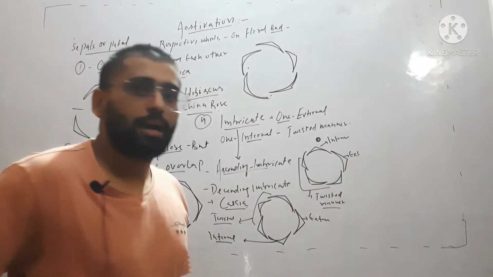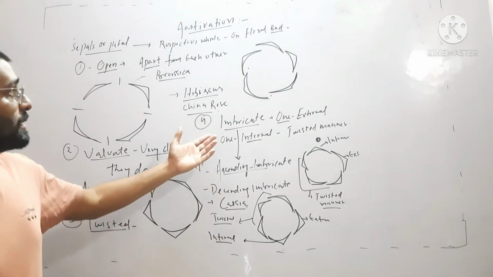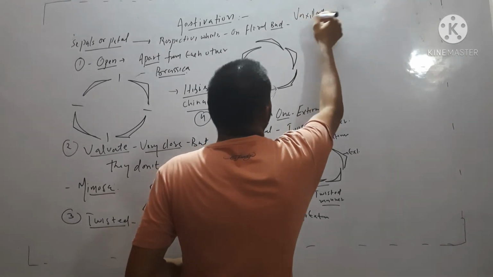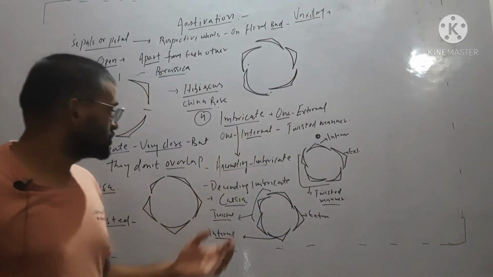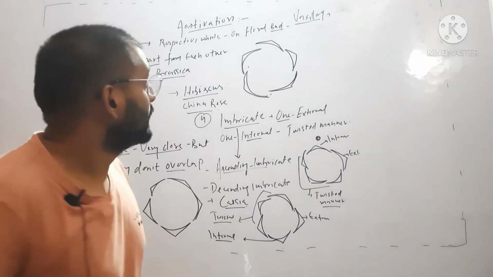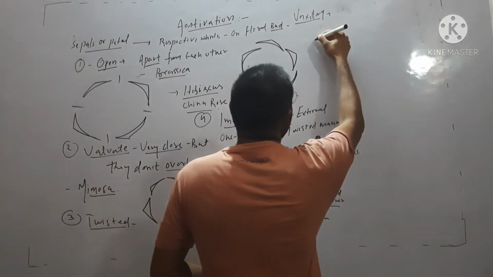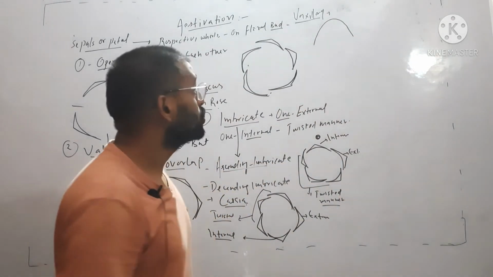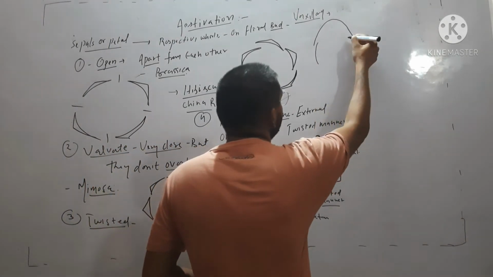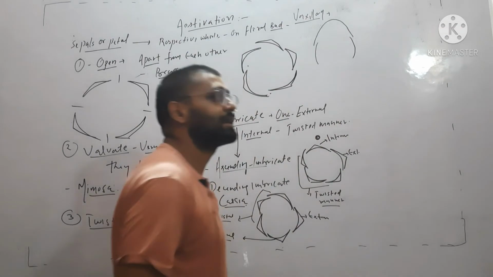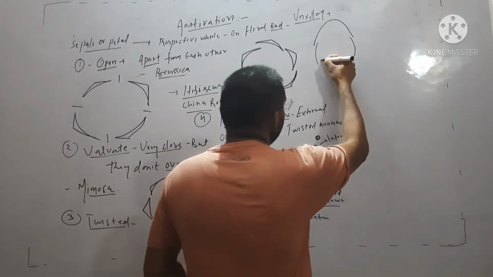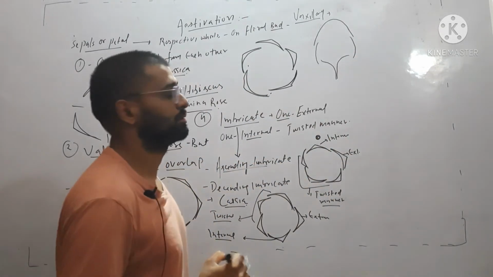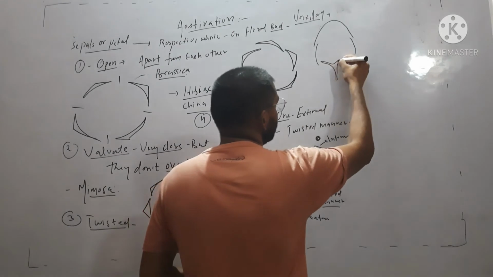There is also another type of estivation that is called vexillary estivation. It is also a type of descending imbricate. In this type of estivation, one petal that is large in size covers two lateral petals. And these lateral petals further cover the anterior petals. These anterior petals are fused.